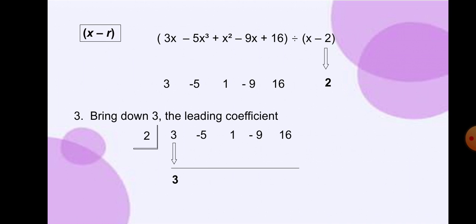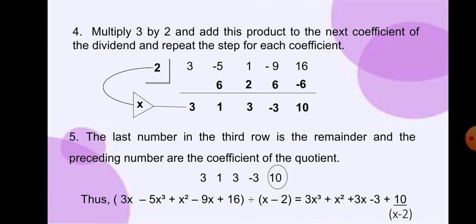Third step, bring down 3, which is the leading coefficient. Fourth step, multiply 3, our leading coefficient, by 2, which is the value of r, and add the product to the next coefficient of the dividend, then repeat the step for each coefficient. So the product of our first coefficient 3 and 2 is positive 6. Then add this to negative 5, our second coefficient. The sum is positive 1, and we repeat the step until the last coefficient.